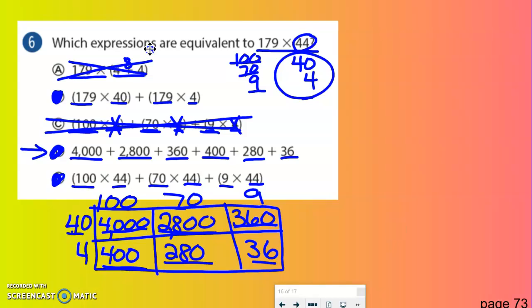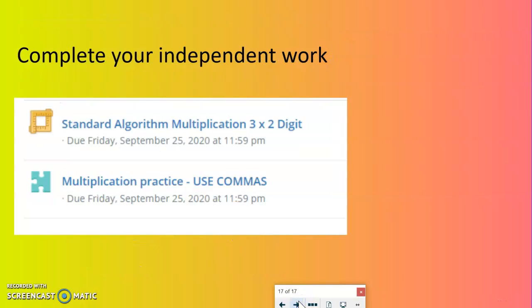So be mindful that when you're given questions like this, you need to go through every single answer choice and see yes or no, is that answer choice correct? Okay? So that was all for our lessons today.